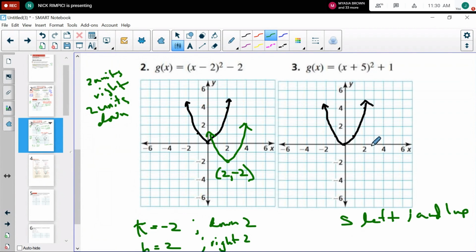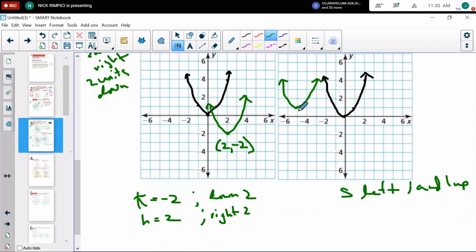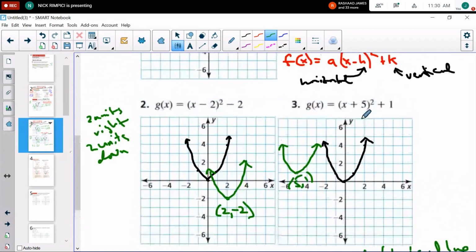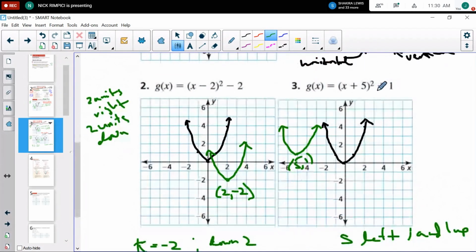All right, I'm not going to have time to graph, and I apologize. If you do it on your own, you'll see that 5 units left is going to be here and 1 unit up, it's going to end up over here. He is going to be correct. And the reason that is, is that it shifted over 5 units this way and 1 this way, because I like doing K first.